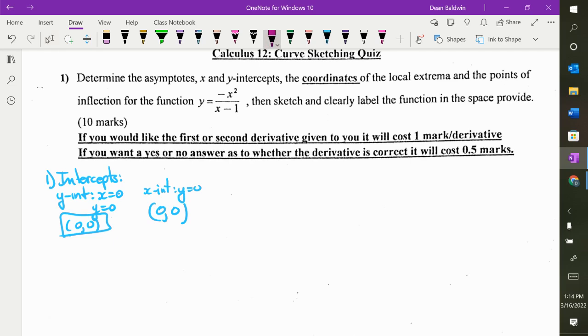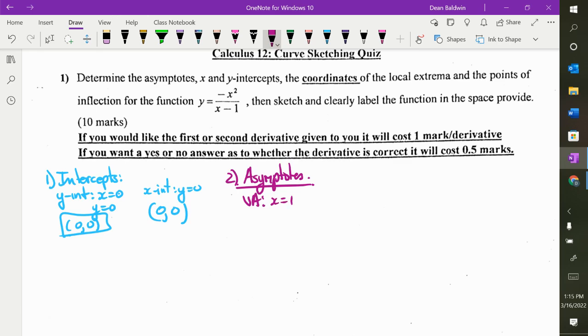All right. 2. Let's do the asymptotes. Now, this is where you understand. So let's do verticals. VA. How do you find a vertical asymptote? Okay. So what is it? 1. There's your vertical asymptote. X is equal to 1.